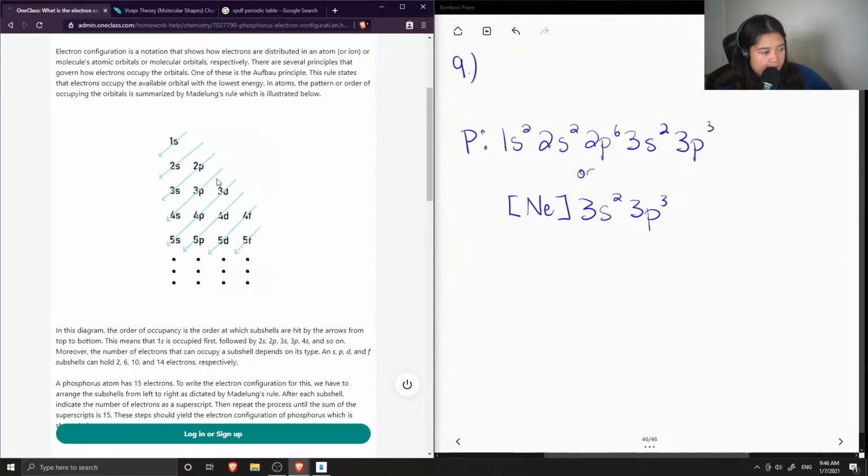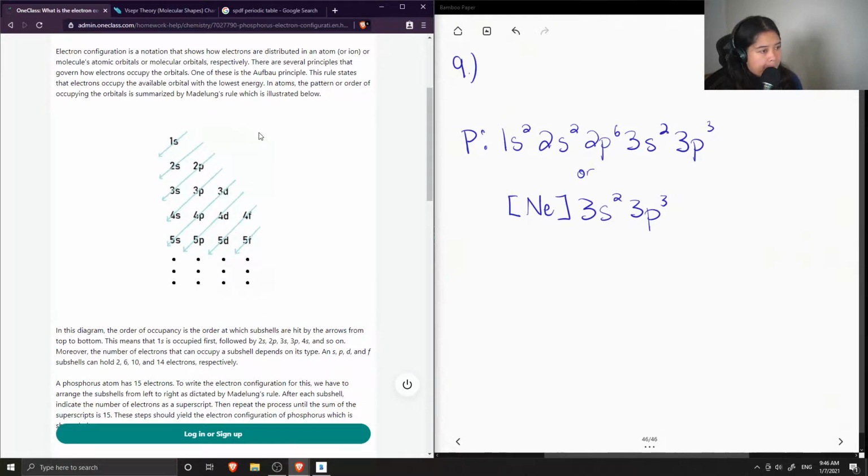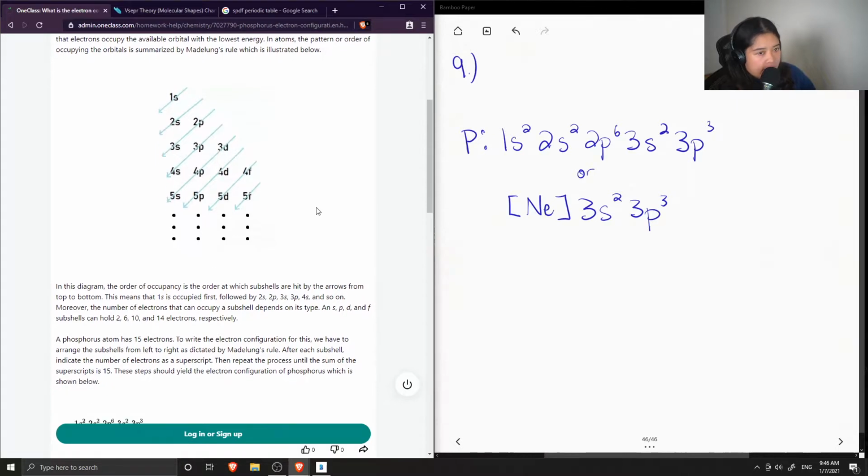The junior tutor said that electron configuration is a notation that shows how electrons are distributed in an atom or in the molecule's orbitals. There are 7 principles that govern how electrons occupy the orbitals. One of these is the Aufbau principle, which states that electrons occupy the available orbital with the lowest energy. So this is another method of writing out your electron configuration, and you just move diagonally and write it in order.